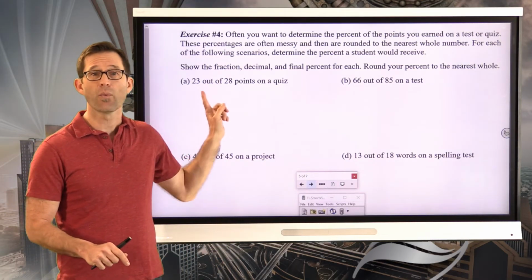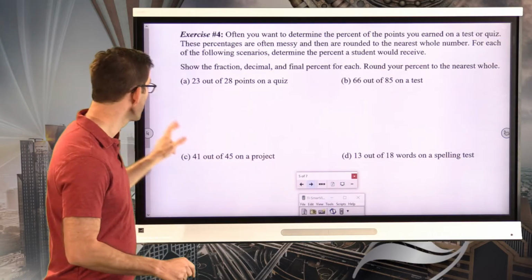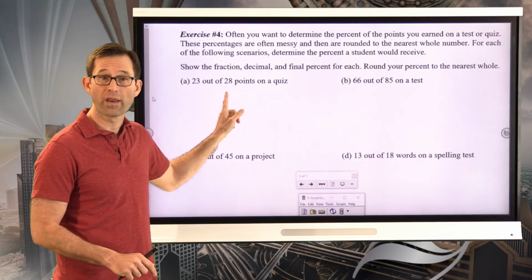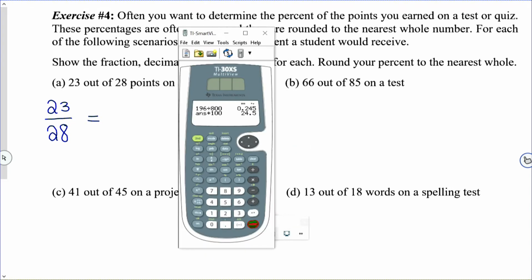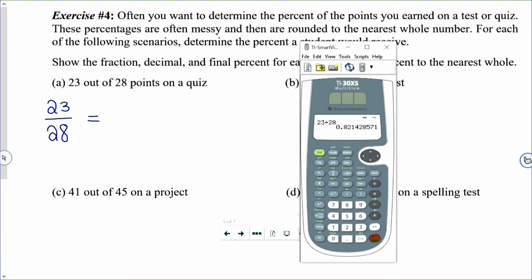So in letter A, when I get 23 out of 28 points on a quiz, right? The 23 is the part, the 28 is the total, so the fraction that the student got was 23 out of 28. Now, the decimal, of course, I'm going to use my calculator on. 23 divided by 28 equals, and I'm going to write down a bunch of decimal points, but obviously I'm not going to take my time and write down all of these. And I'm going to indicate that by putting a little dot, dot, dot afterwards. And now I want the percent.